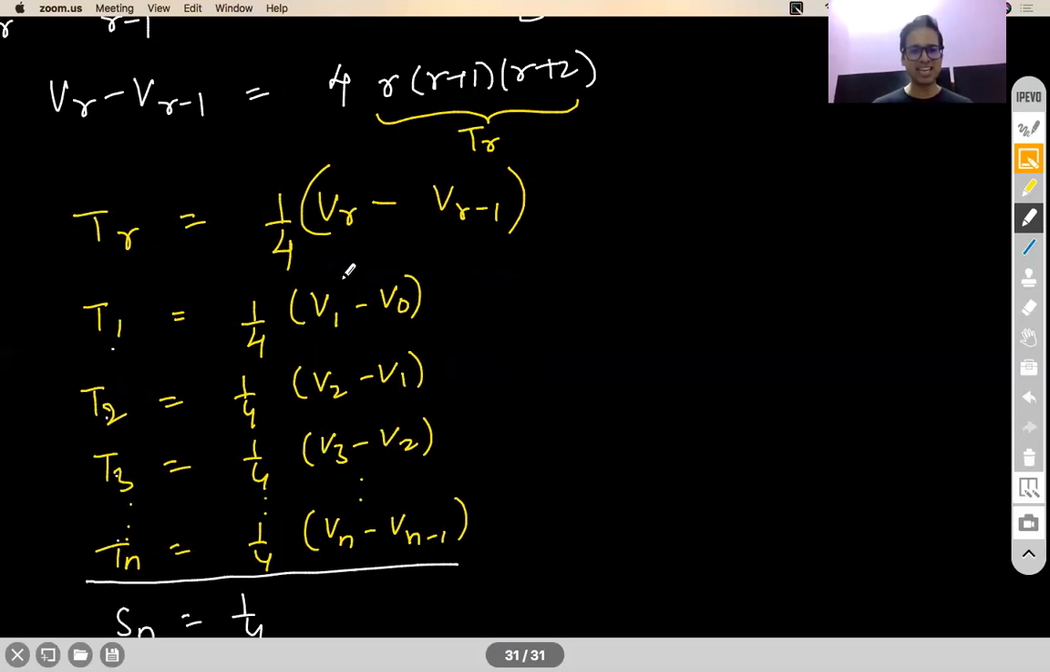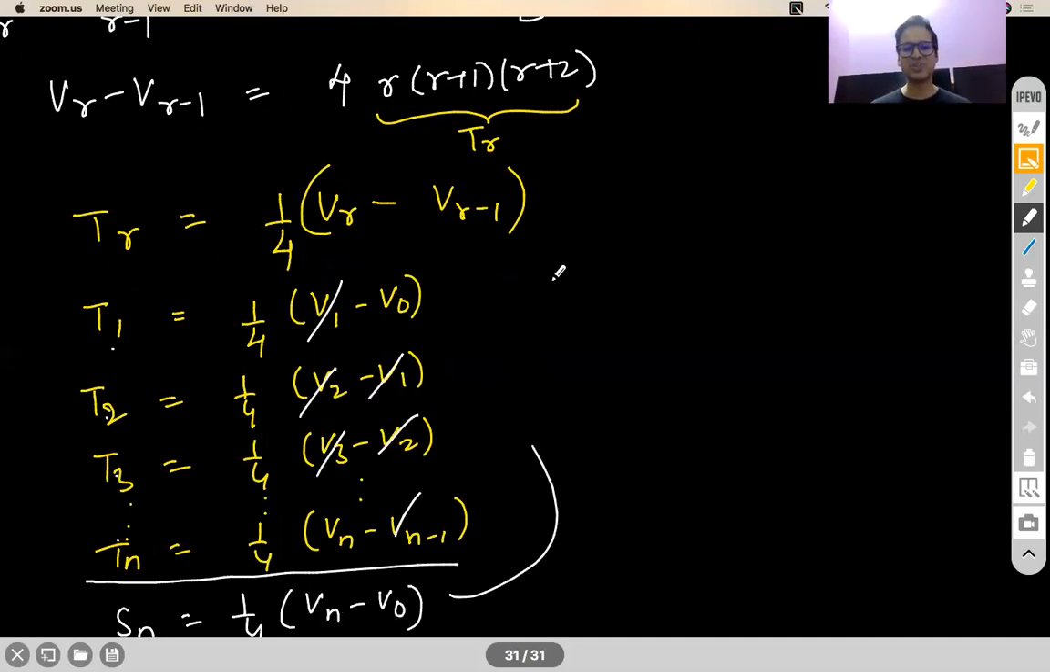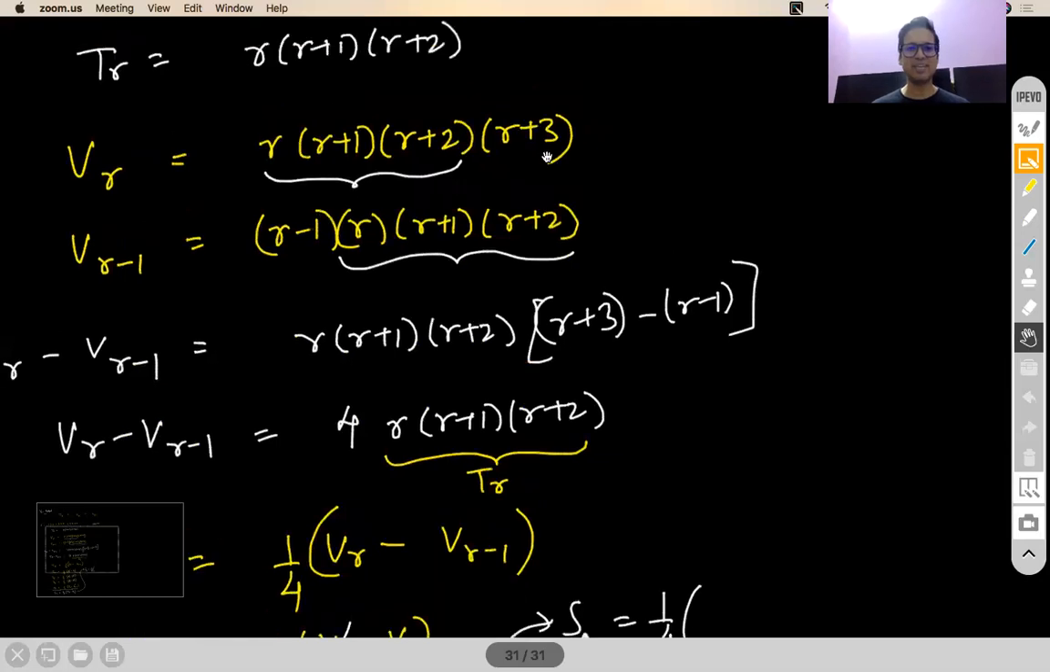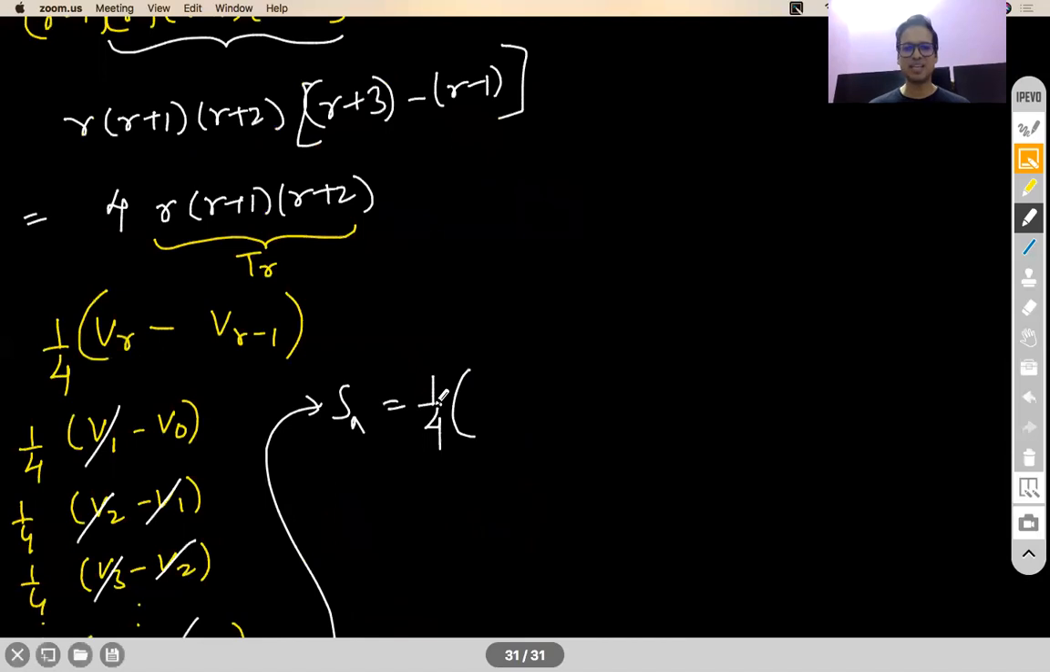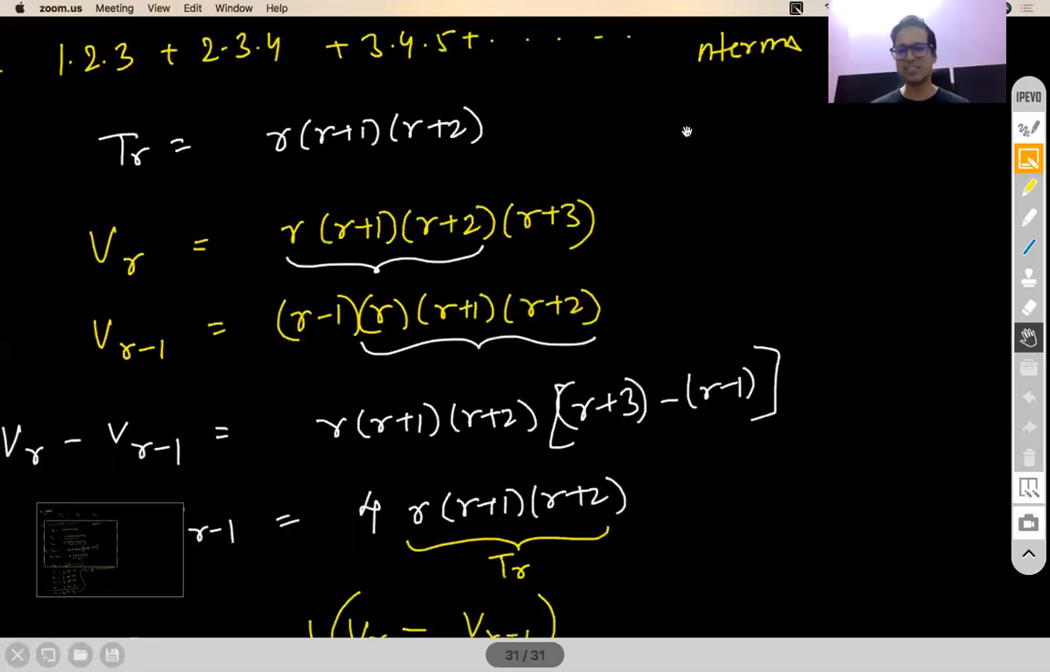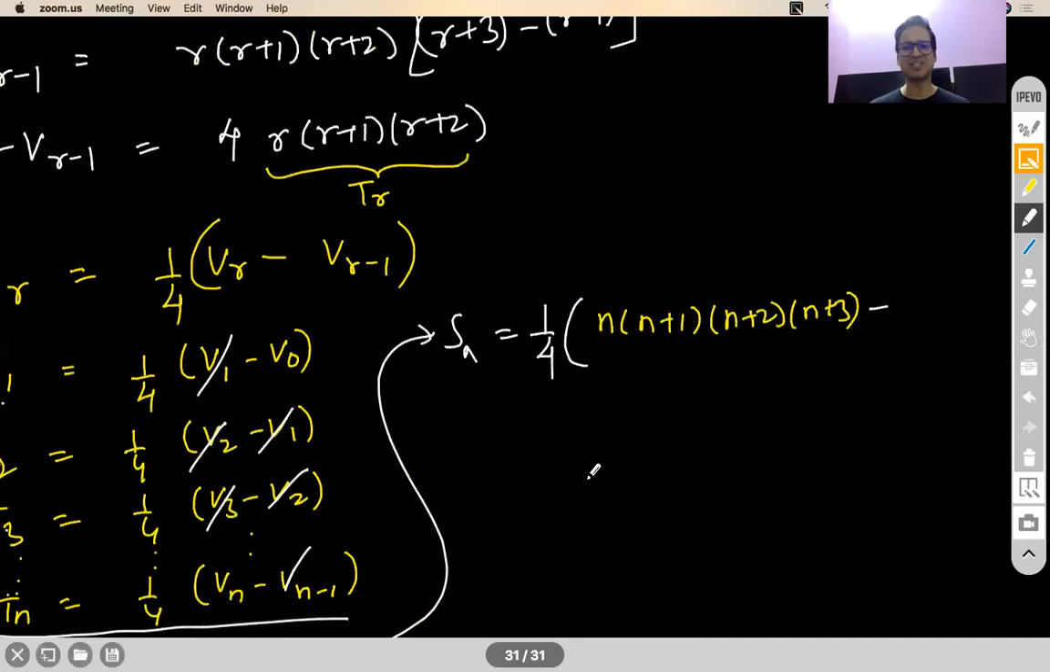Here you would realize that a lot of these terms will start getting cancelled out, leaving you with Vn minus V0. And there you go, you got your answer in one shot, 1/4 Vn. Vn is basically, replace your R with N over here. So that's nothing but N into N plus 1 into N plus 2 into N plus 3 minus V0. V0 is put your R as 0, which is anyway 0. So this is your answer.